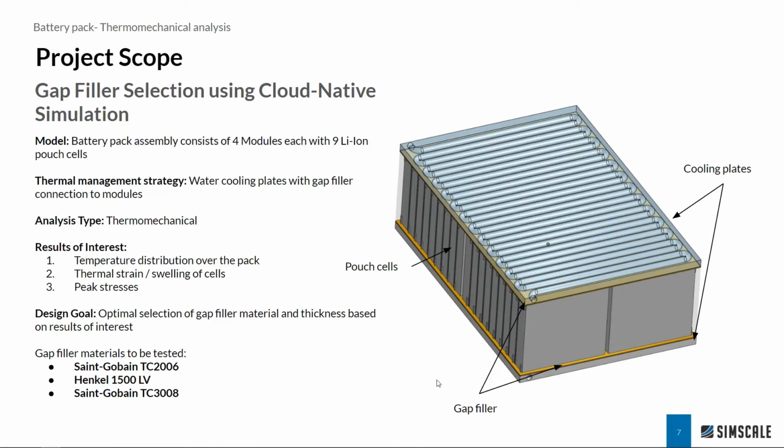To make sure that we actually utilize the cooling capacity of our cooling plates, we need to make sure that we have an efficient gap filler material in the model. And that's what we'll look at today, optimizing the gap filler selection, as well as optimizing the thickness of the gap filler. The analysis type we use is a thermomechanical analysis, a multi-physics application where it's both thermal analysis and mechanical stress analysis. And let's get into it.